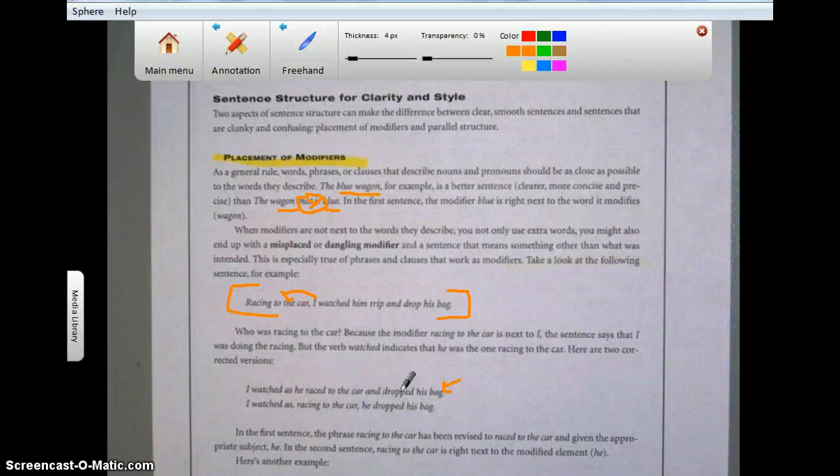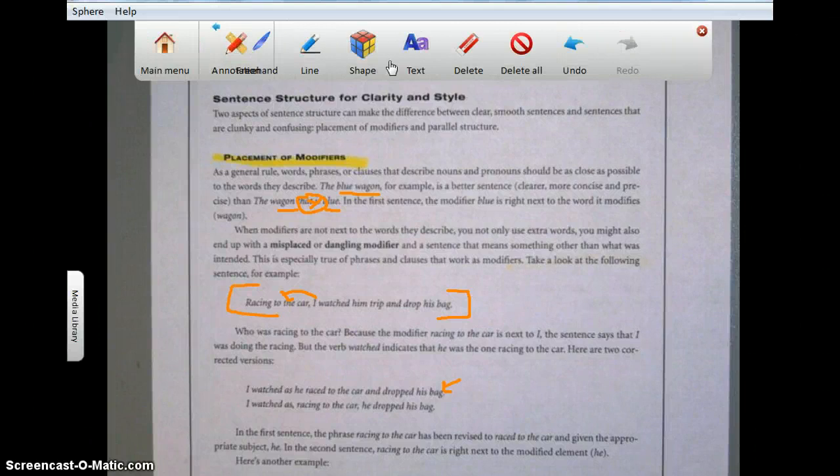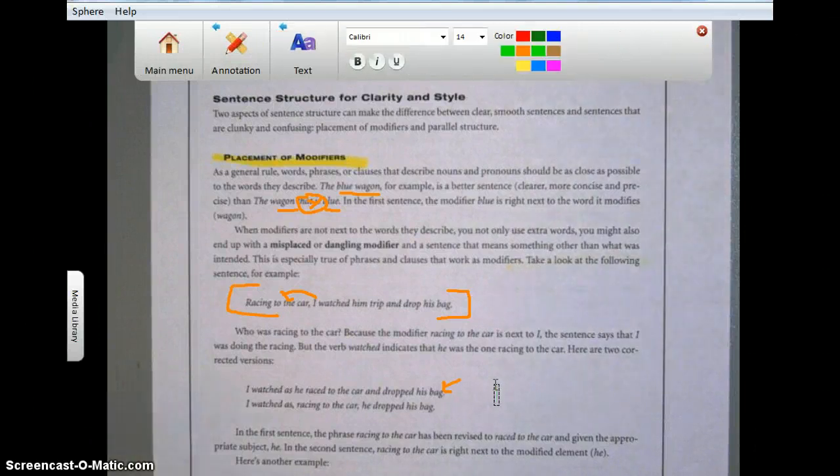Adding extra commas is never something you necessarily want to do unless you have to. You want to make it as simple as possible. That's kind of a key thing on the ACT: simplicity. So make sure you keep things simple.